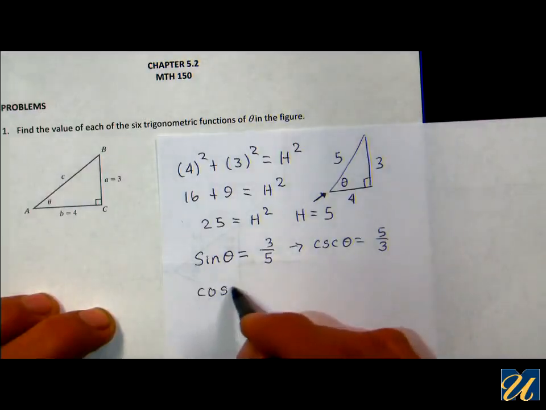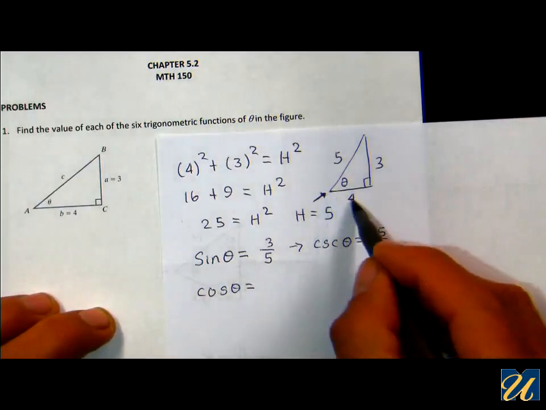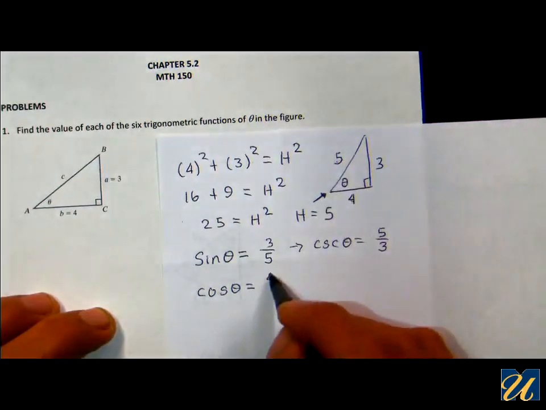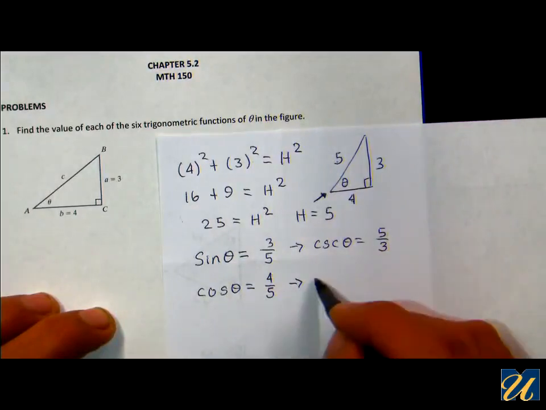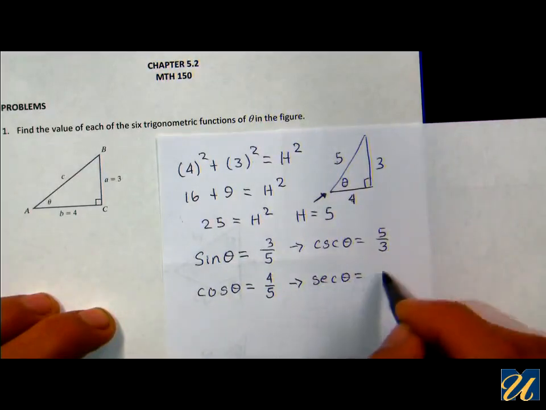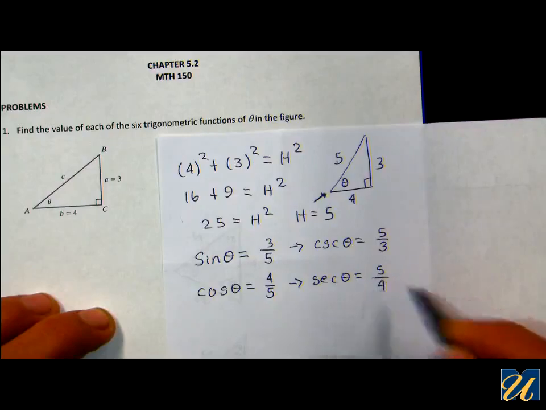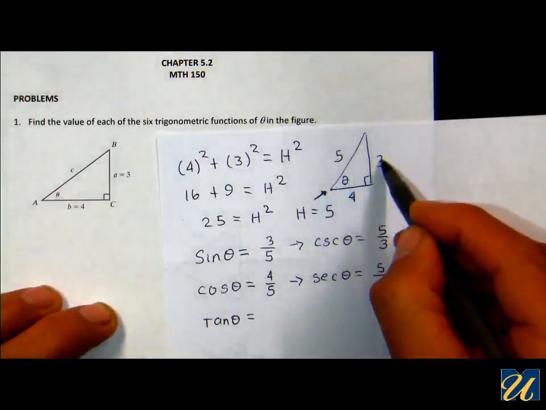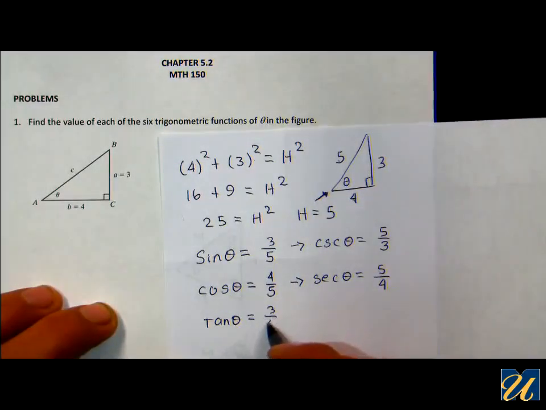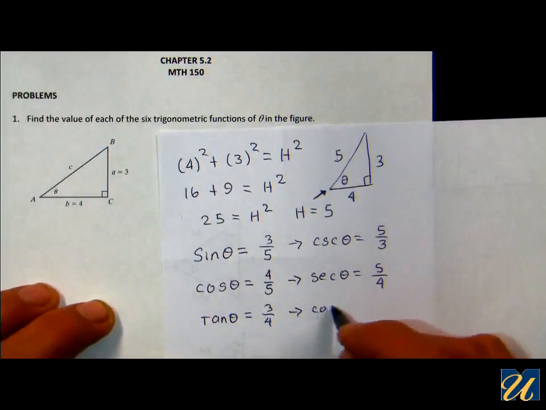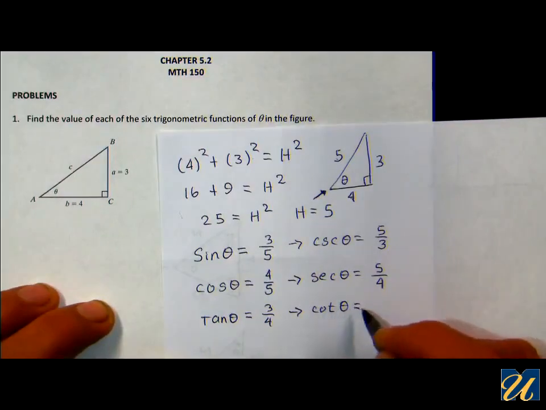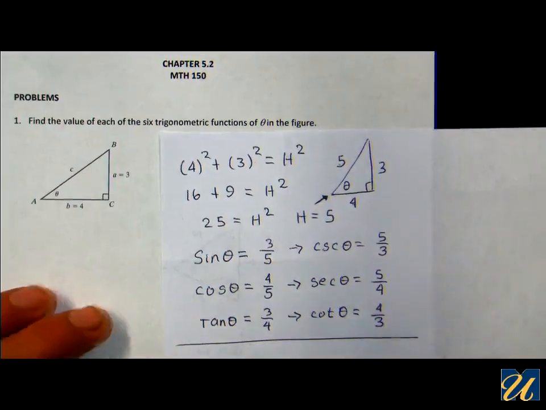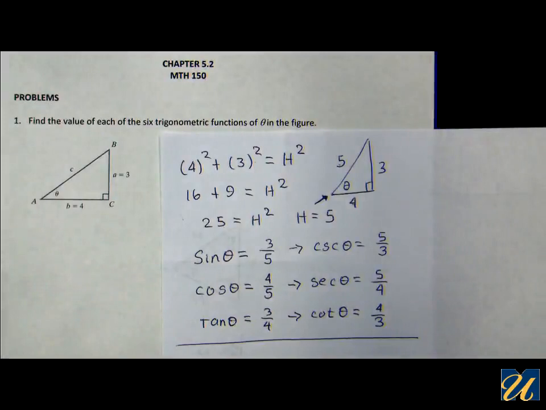The cosine of the angle is the adjacent length, so that'll be 4, divided by the hypotenuse 5. So that's 4/5. Knowing the cosine immediately gives you the secant to be its reciprocal, so that'll be 5/4. And then the tangent of the angle is the opposite length, opposite 3, adjacent 4, 3/4. Therefore, the cotangent of the angle is its reciprocal, and that will be 4/3. And there's the 6 trigonometric functions of angle theta for problem 1.